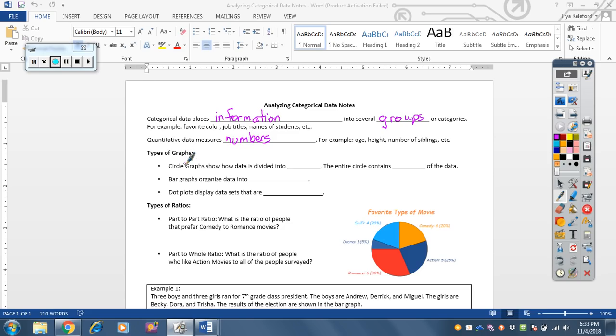Types of graphs. Circle graphs show how data is divided into parts, and the entire circle contains 100%. That's everything, right? Bar graphs organize data into groups or categories, and dot plots display data sets that are countable. I'm going to write counted because I think countable sounds funny.